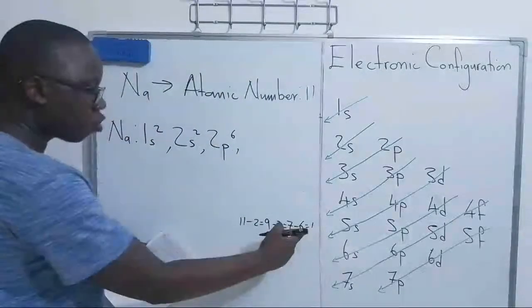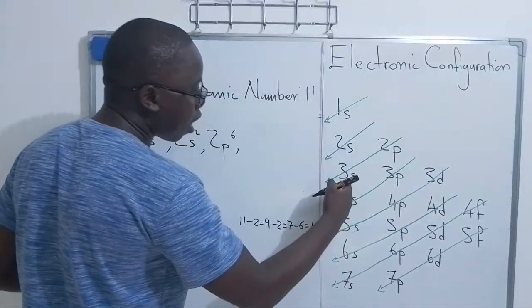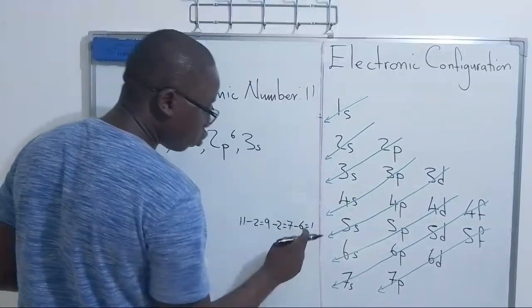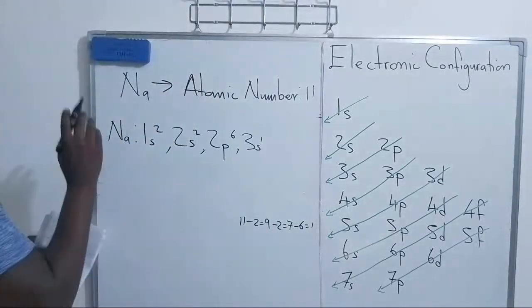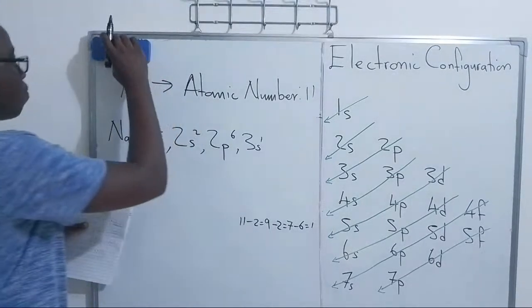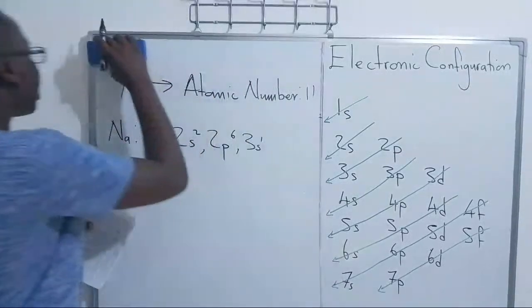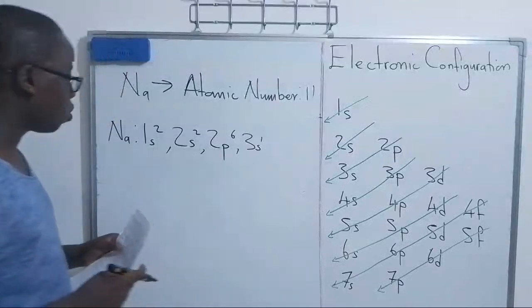So this 1 electron now should go to the next orbital, which is the 3s. So we have 3s, which will now have the one that we have there. By doing this, we have managed to write the electronic configuration of sodium, and this is the representation of the electronic configuration of sodium.